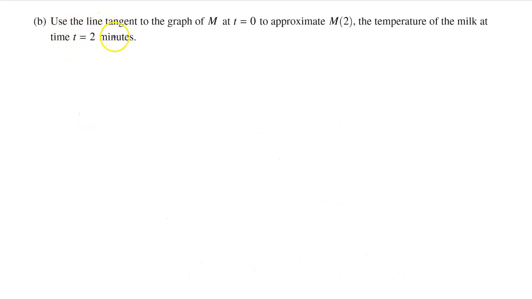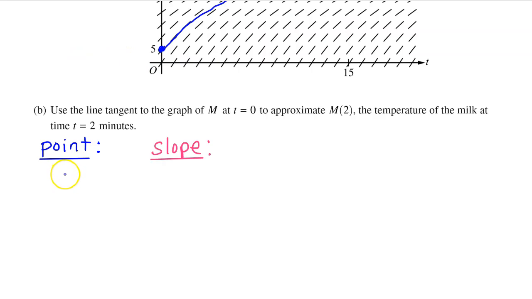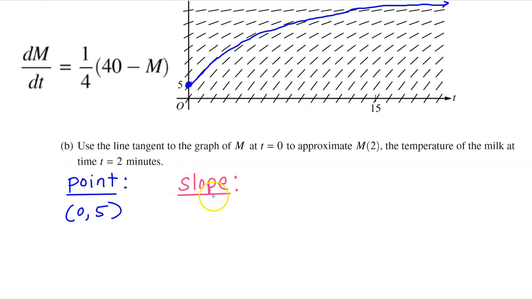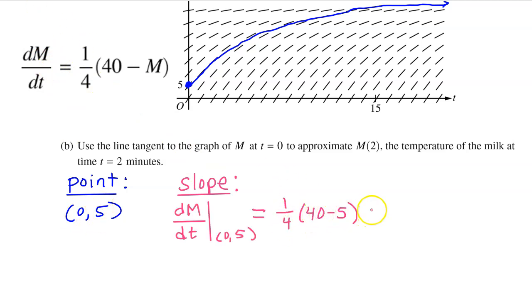Part B. Use the line tangent to the graph of m at t equals 0 to approximate m of 2, the temperature of the milk at time t equals 2 minutes. To write the equation of the tangent line, we will need a point and the slope. For the point, we can just use the point of tangency, which is (0, 5). To find the slope, we just need to evaluate the derivative at (0, 5). That's 1/4 times (40 minus 5), which is 35/4.